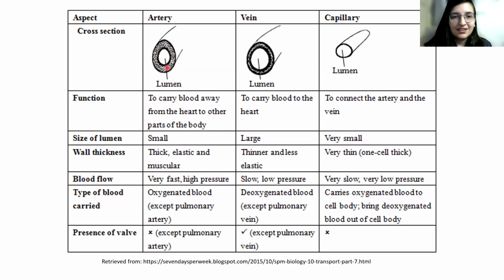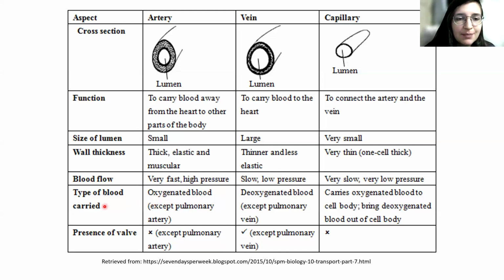Otherwise, it would burst. For veins, because the pressure is low, the blood that is being brought back flows very slowly, and the pressure is also very low compared to the artery. Hence, it doesn't need thick elastic walls. And for capillaries, similar to veins, the blood flow is very slow and the pressure is even lower than in the veins. Hence, it's okay if the wall is one cell thick; it won't burst.